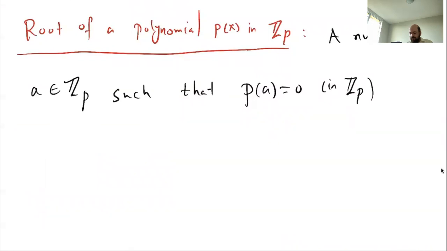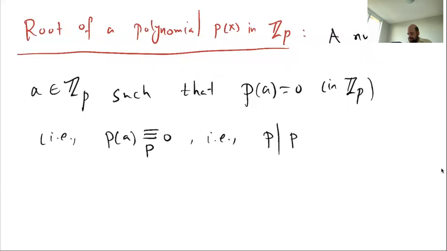Okay, so a root of a polynomial is a number a in Zp such that P(a) equals 0 in Zp. What's the meaning of P(a) equals 0 in Zp? It means P(a) is congruent to 0 mod p. That's another way to say P(a) equals 0. Another way to say this is p divides the difference between P(a) and 0, which means p divides P(a) minus 0, which means p divides P(a).